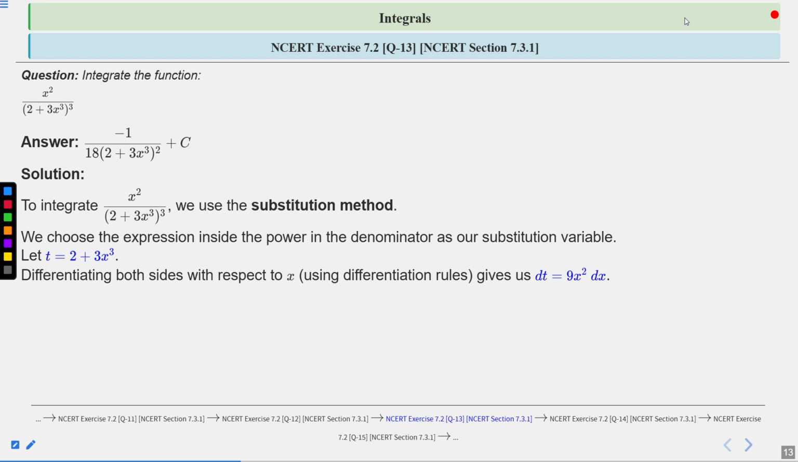Now differentiating both the sides with respect to x using differentiation rules gives us dt is equal to 9x squared dx. From this we can write x squared dx is equal to 1 by 9 dt.